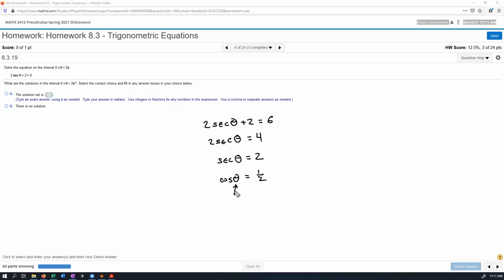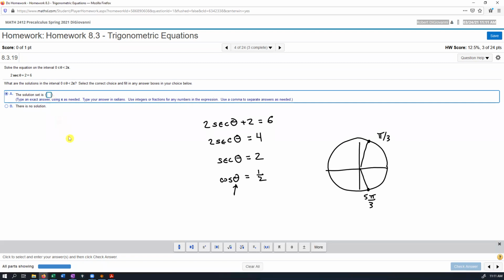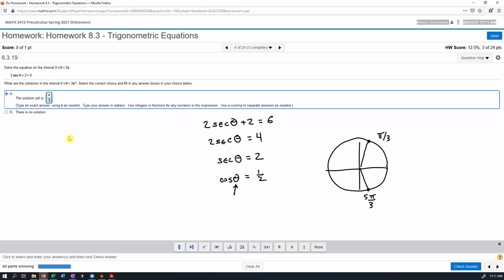And again, because the argument is theta, I'm only going to look on the unit circle. I don't need a general solution. So cosine is the x coordinate. That should happen here and here. So that's going to be pi over 3, this angle. This should be 5 pi over 3. Pi over 3, 5 pi over 3.